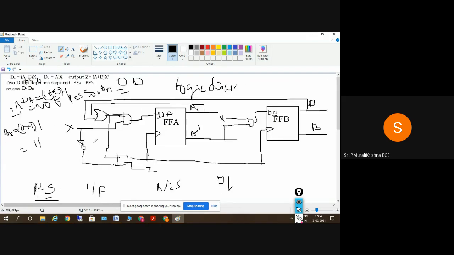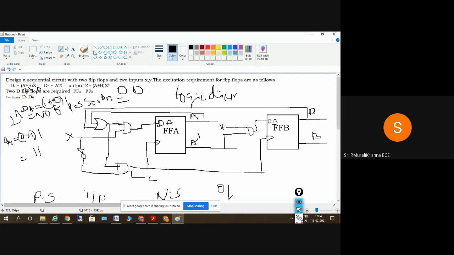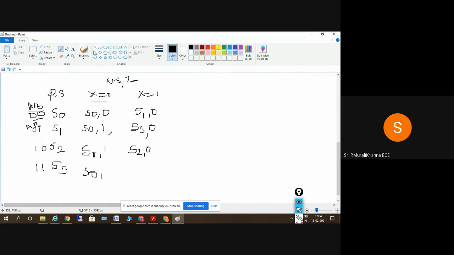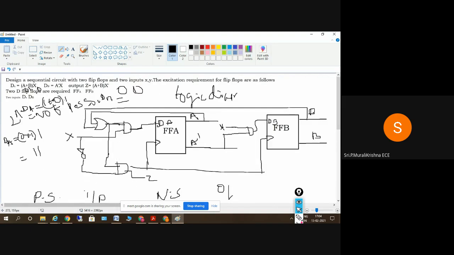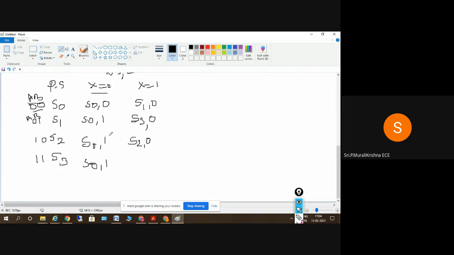And the output is a plus b. A plus b is 1. X bar is 1 here. So I'll get a 1. Okay. In a similar way, so if x is equal to 1. So a plus b is 1 and x is 1. So it is equal to 1 here. And a bar x. So a is 1, a bar is 0. So I'll get a 1, 0. So 1, 0 is nothing but S2, comma 0.